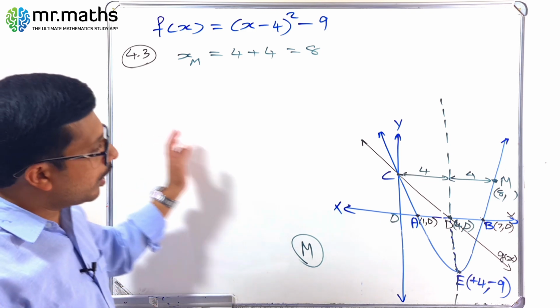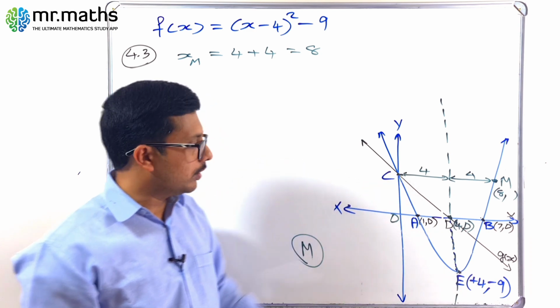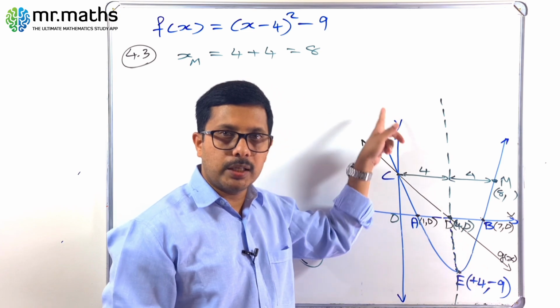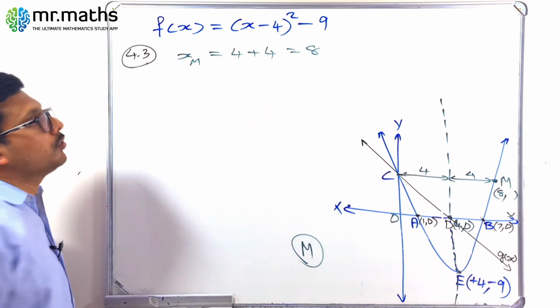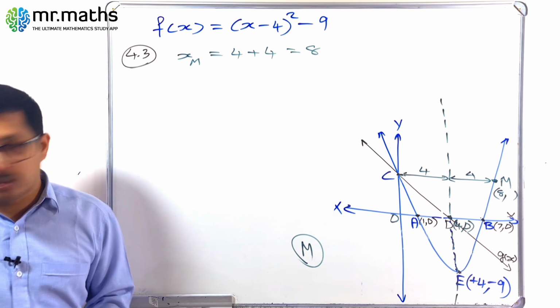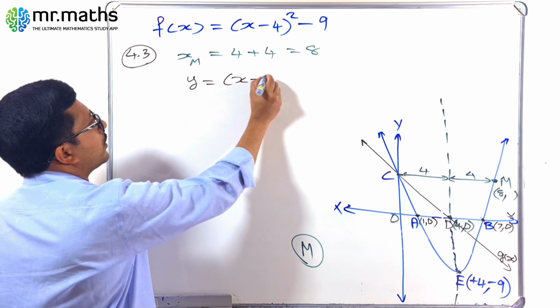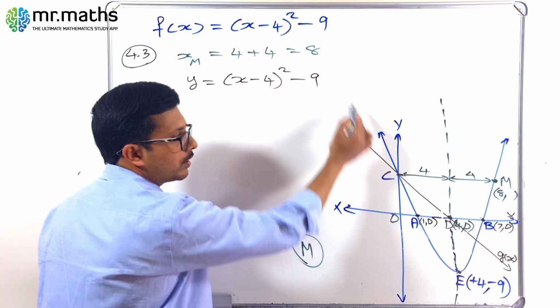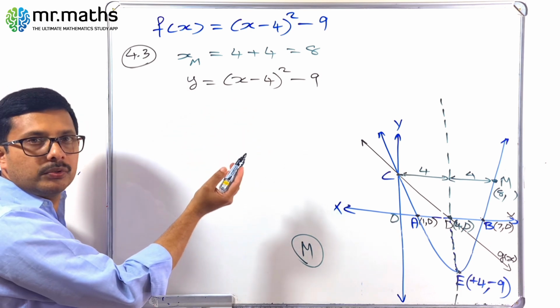Now we have to find the y value of this point C. That is the y-intercept of this f of x graph. Am I right? Okay. So what is the equation of f of x? y is equal to (x minus 4) the whole squared minus 9. This point C is the y-intercept of this f of x. Y-intercept, what is the x value?